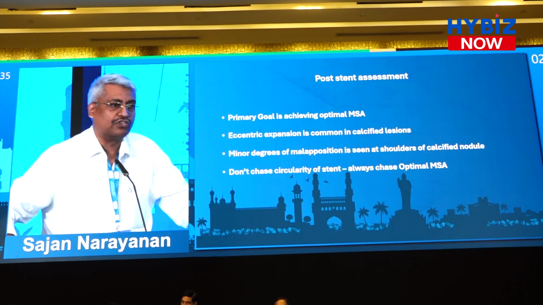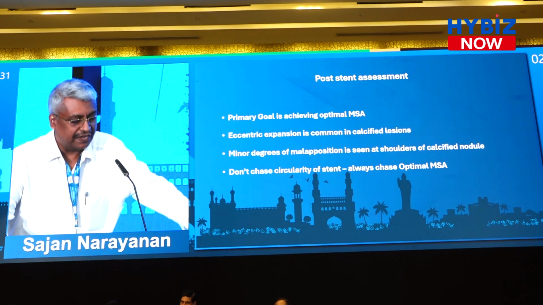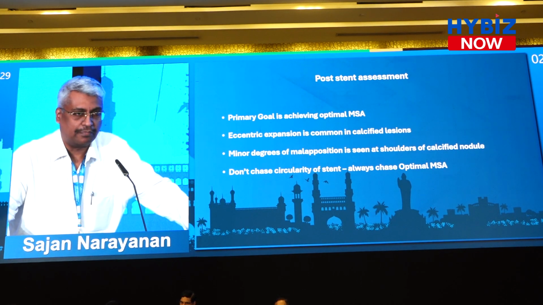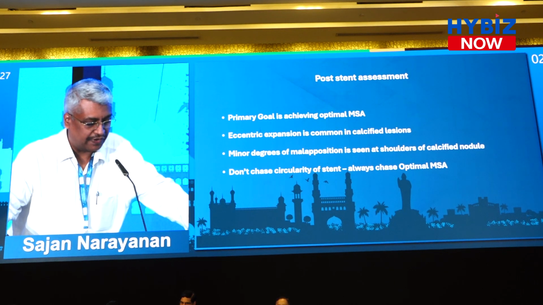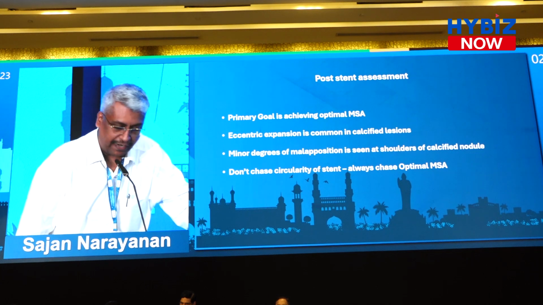So the primary goal in post-stent assessment is to achieve an optimal minimal stent area. Eccentric expansion is very common, and minor degrees of malapposition may be accepted at the shoulders of calcified nodules. And we should not chase circularity of the stent, always chase optimal MSA.